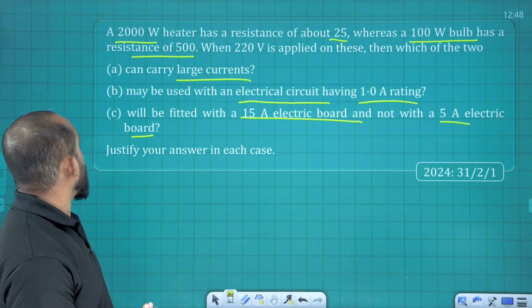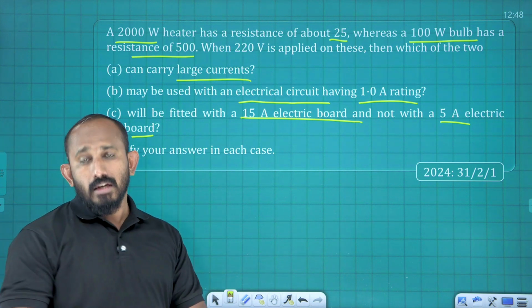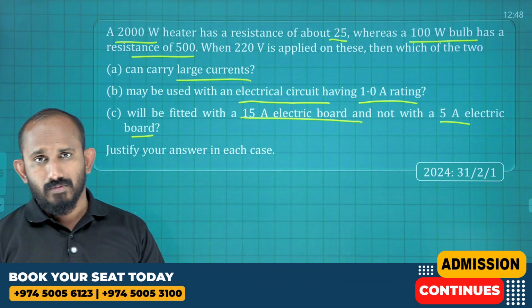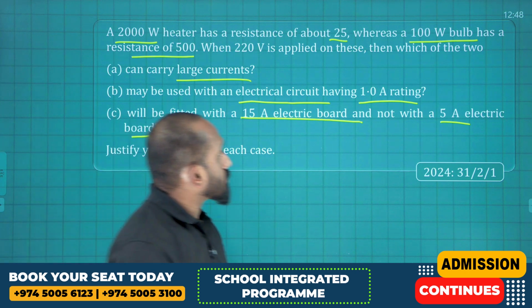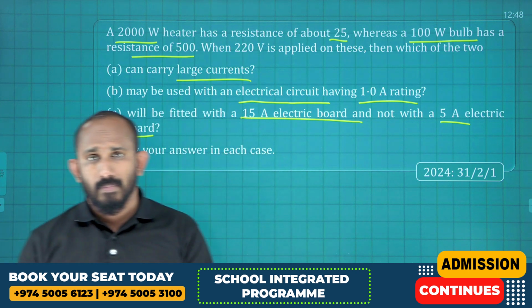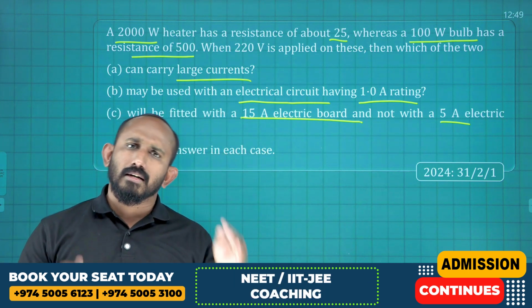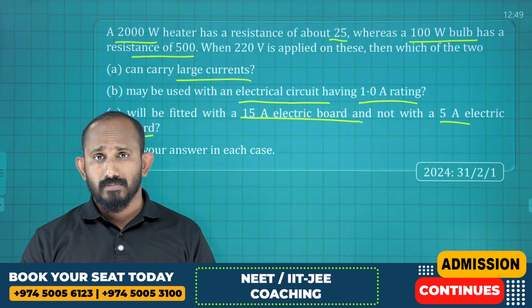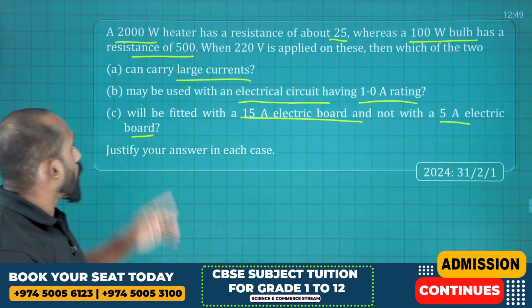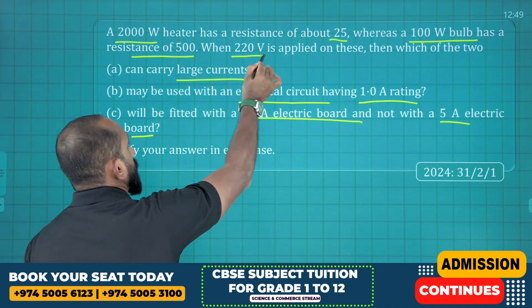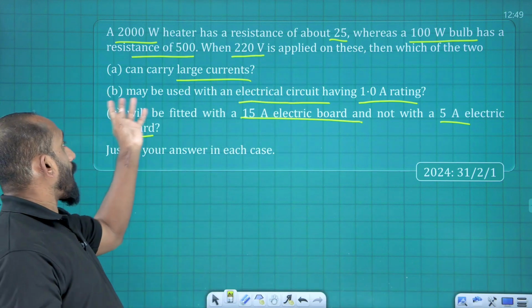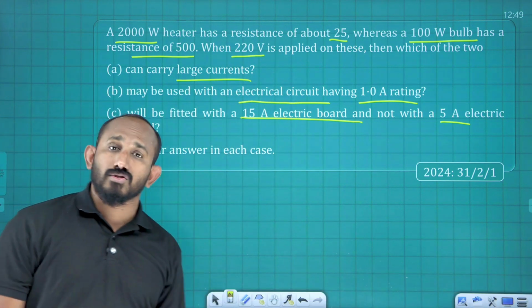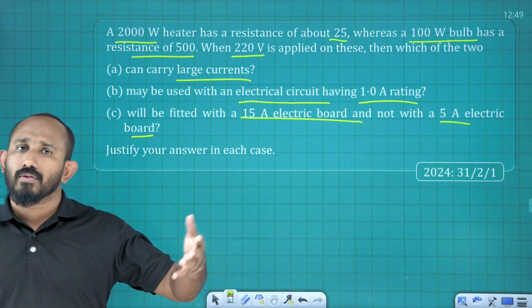So 3 sub questions are there. A bulb is there and a heater is there. Heater is of 2000 watts. Bulb is of just 100 watts only. So it is a basic connection type question as well as the numerical values you have to find out. Both are connected to a single circuit, 220 volts. So which will carry large current? Current through this one you can find out.